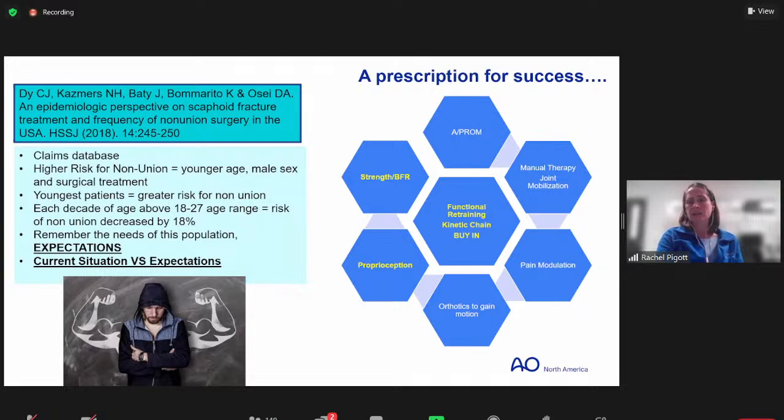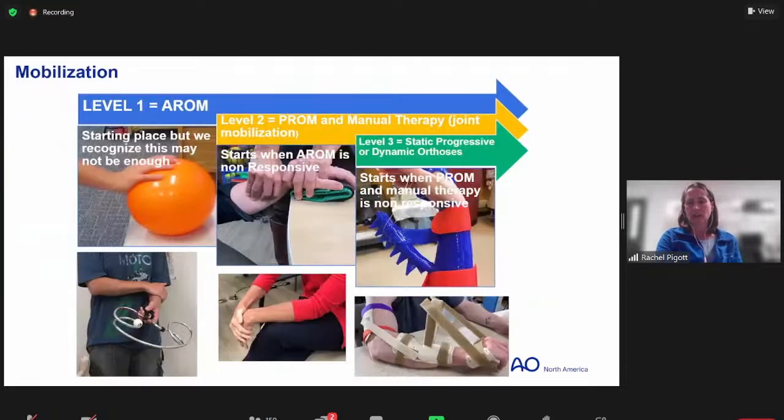I find including the entire kinetic chain, functional activities helps people to keep engaged, and also focusing on proprioception, which can make the rehabilitation a little bit more interesting instead of pick weight up, put weight down. So we know that these people are going to be tight, right? So when we're working on mobilizing in general, I tend to work from the least amount of force to the greatest. And you'll see the step up, like obviously we start with active motion, working towards passive. And eventually, if we're not getting our motion, we might want to use static progressive orthosis.